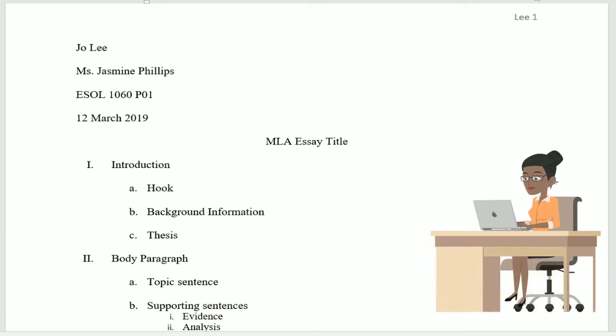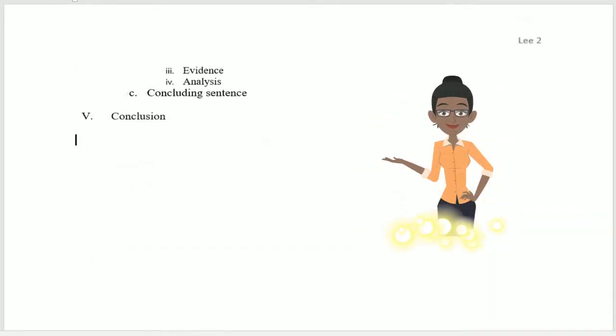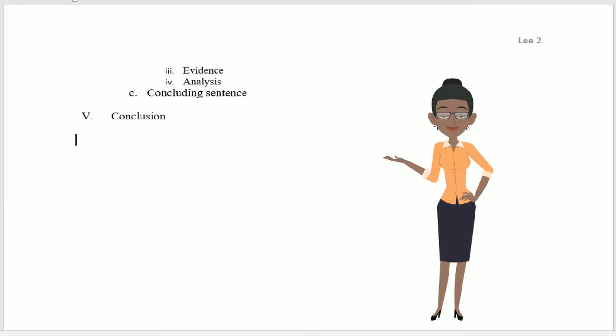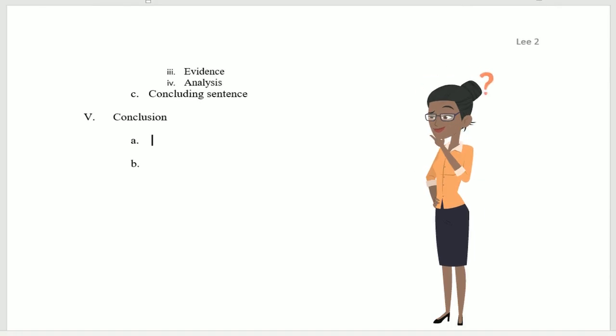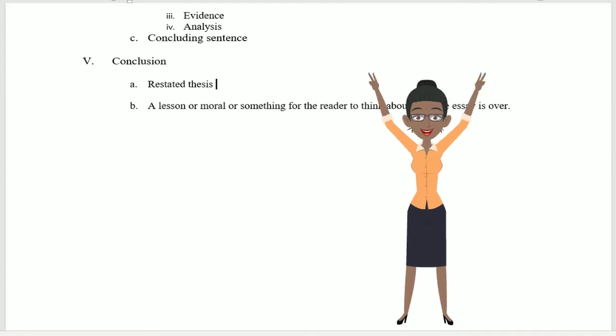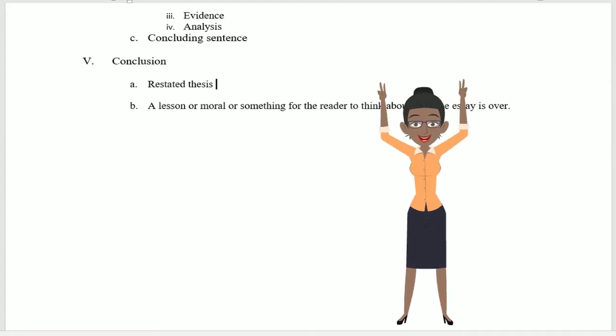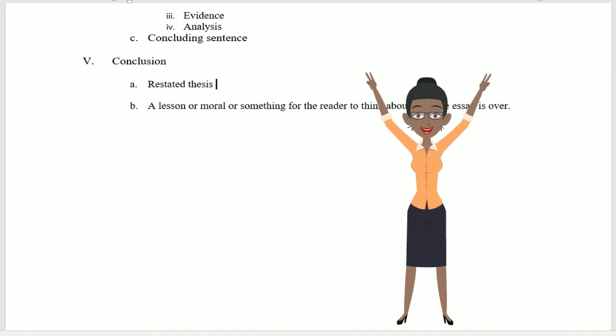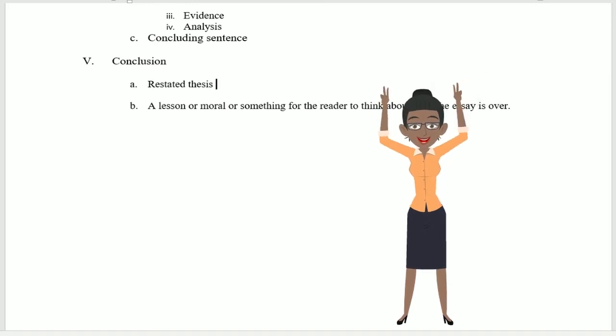And finally, we can go down to the bottom of the essay and deal with the conclusion. In many ways, the conclusion is the hardest, because it is easy to make it boring. But at least it only has two important parts. Can anyone tell us what the two parts of the conclusion are? Yes, excellent job. They are the restated thesis and a lesson or moral. The lesson or moral are something for the reader to think about after the essay is over. Way to go! You did a great job on your MLA outline.